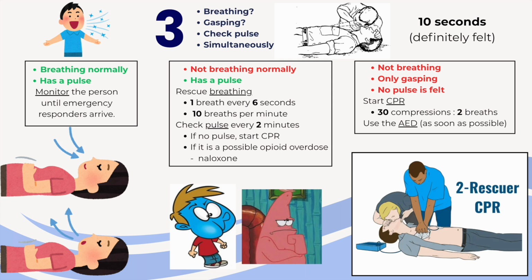Don't confuse them. For adults, it doesn't matter if you are 2 rescuers or you are alone. The ratio is 30 to 2. So 1 rescuer will do the compressions, and after 5 cycles, they will switch and the second rescuer will do the compressions. This helps ensure that compressor fatigue does not reduce the CPR quality.